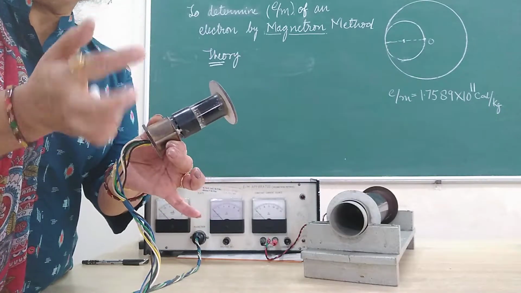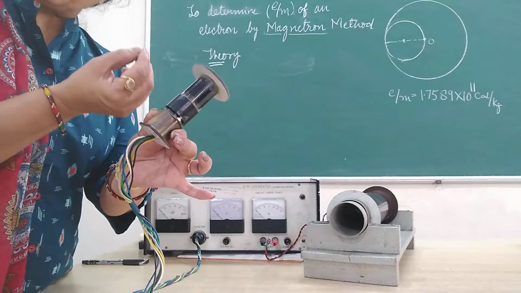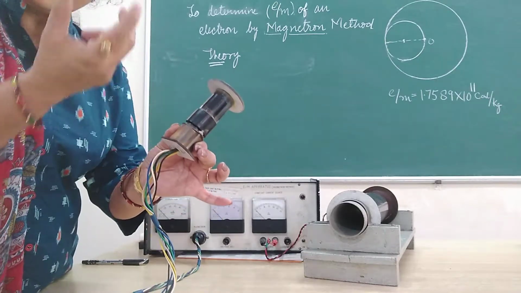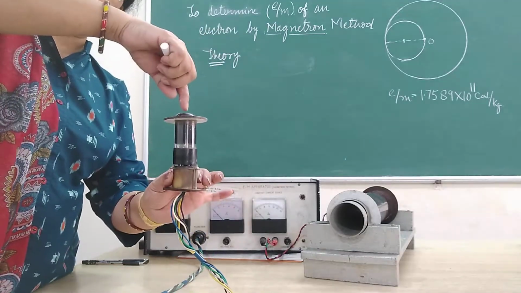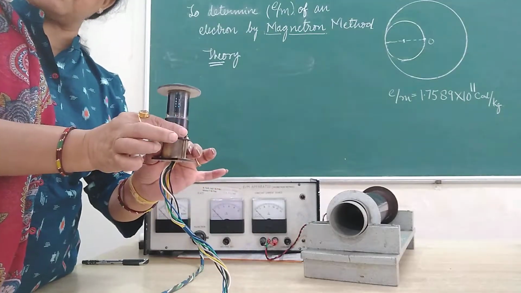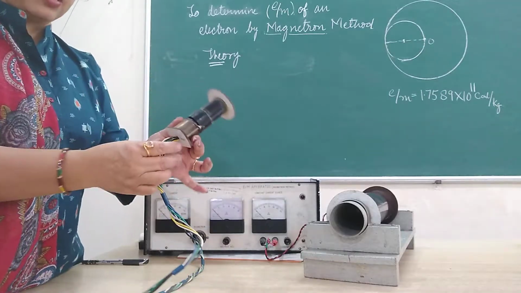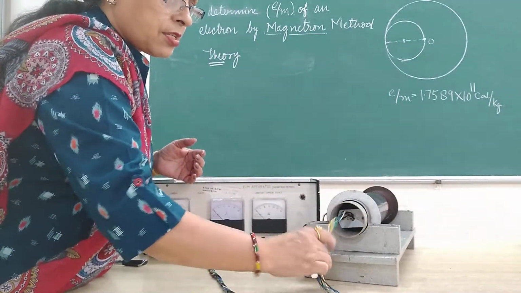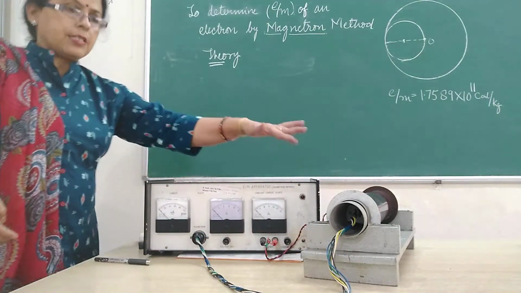We apply a voltage across anode and cathode, making the cathode negative and the anode positive. By thermionic emission electrons are emitted, and those electrons reach the anode radially outwards. So electrons are emitting from the axis and moving radially outwards along the length of this valve. Now we keep this magnetron inside this solenoid somewhere in between. We'll discuss this later on.